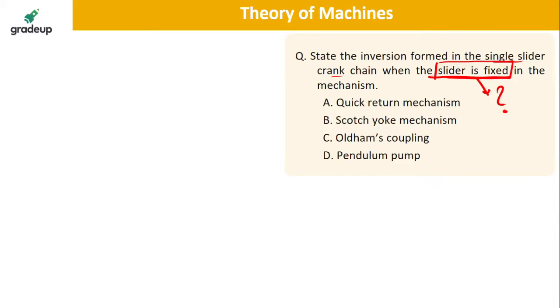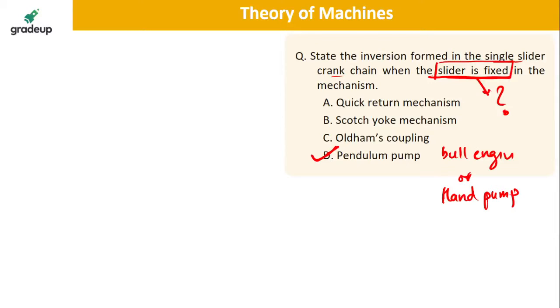Always remember, whenever the slider is fixed, we always get a pendulum pump or a bull engine or a hand pump. It's all the same. All are different names with the same meaning. So pendulum pump, bull engine, hand pump we are getting in a single slider when the slider is fixed. Option D is the correct answer. Very good. Absolutely correct.